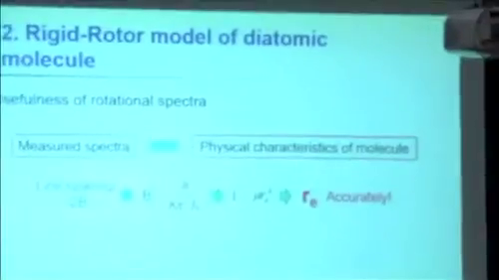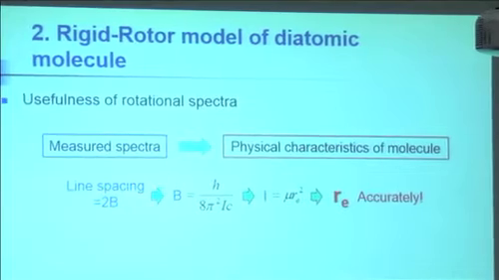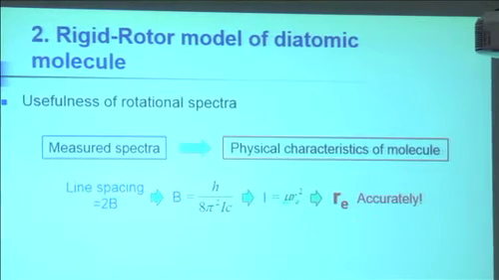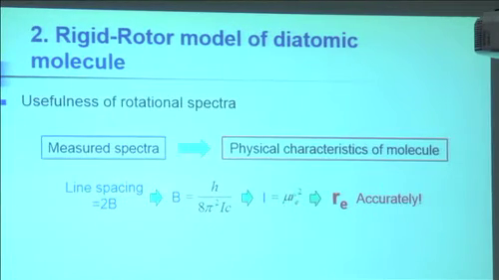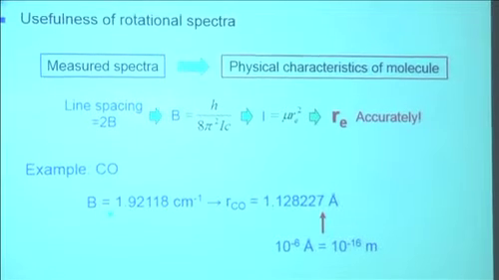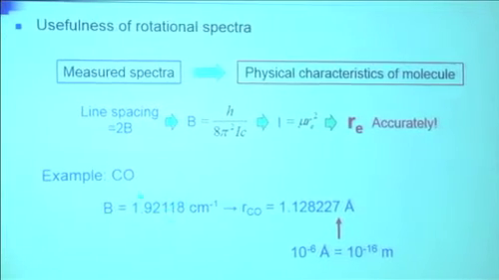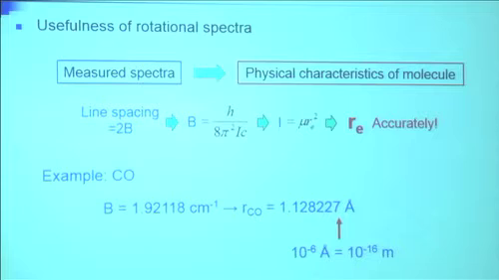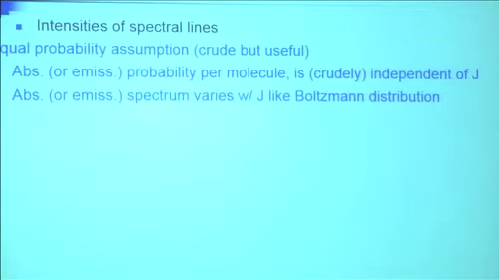Okay, so if you measure the line spacing, which determines B, that determines I, which determines, if you know mu, that determines R_e very accurately. For one example, I think we even do this in my lab class. You measure the spacing and you find out that B has maybe 5 or 6 significant figures. You've just measured the spacing to an incredible length, like 10 to the minus 16th meters. So it's a pretty powerful method.